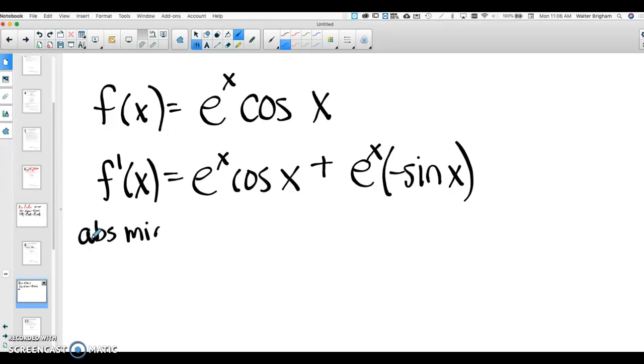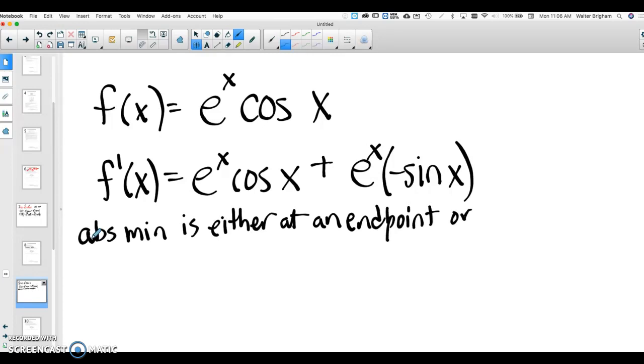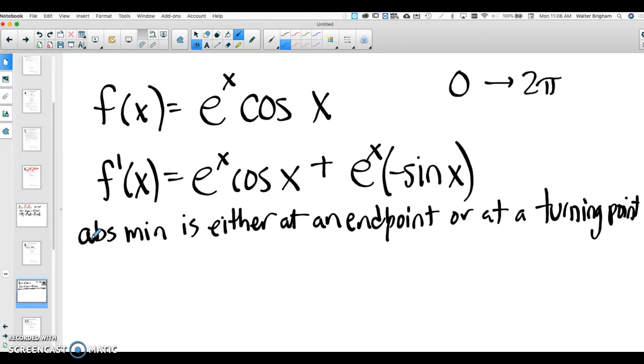Absolute minimum is either at an endpoint or at a turning point. Okay? And the endpoints are easy. They're telling me we have to look at 0 through 2 pi. So literally, I would fill those numbers in to start with into the original function, because those are going to be the values of the graph.